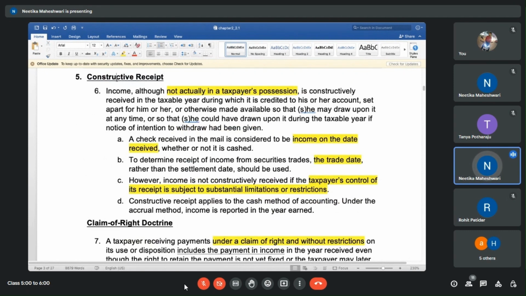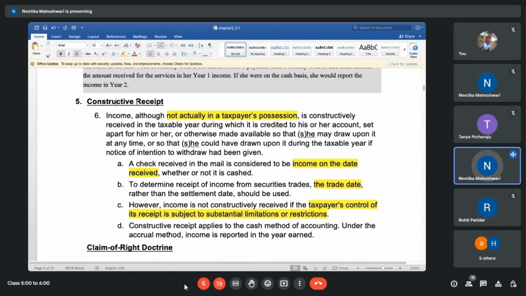Constructive receipt, as the name says, is not the cash receipt. The money has not hit the bank account. So when you take your December 31st statements, you'll probably not see the deposit there, but constructively it has been received by the taxpayer. That means it is in the control of the taxpayer. It's just not reflecting in the bank. Just because it is not reflecting, we cannot say on cash basis that no, I haven't received it, we are not going to report it.